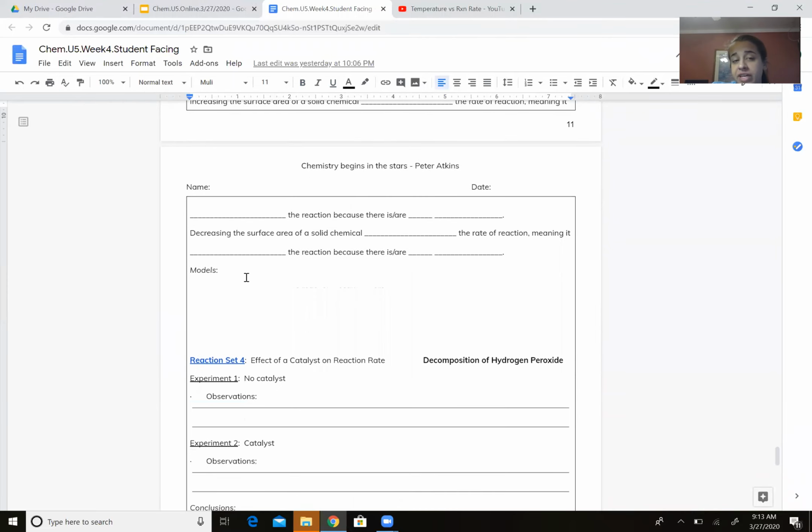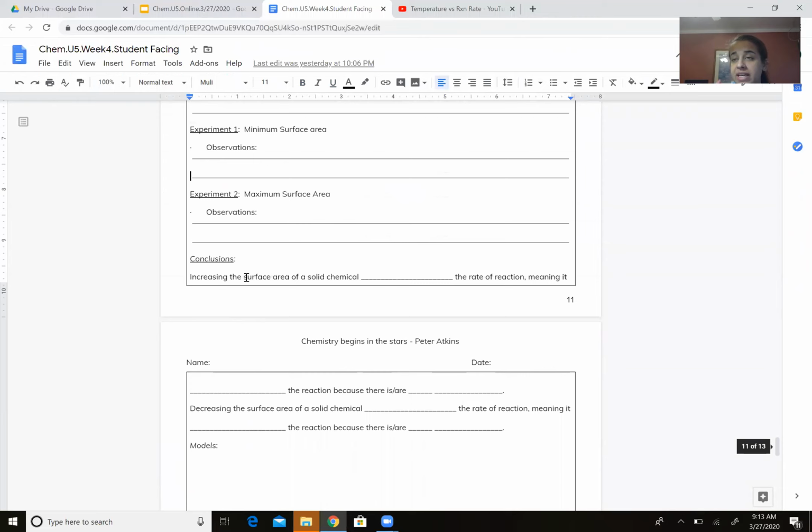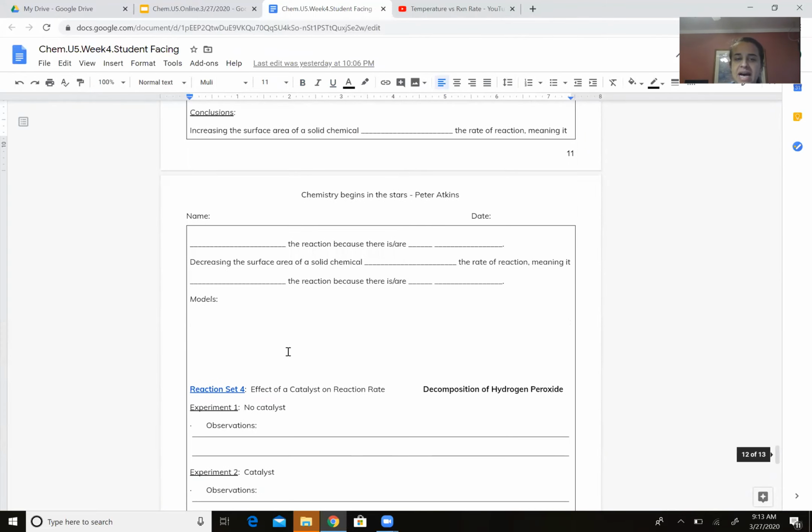draw a model at the very end. So as we're going from a smaller surface area to a greater surface area, what is happening? What is happening at the molecular level? What's going on with the amount of particles or the amount of collisions that are happening? Remember, we're thinking of chemical reactions as these collisions happening between different molecules. So what happens as we go from a small surface area to a larger surface area? What's the likelihood of these reactions?